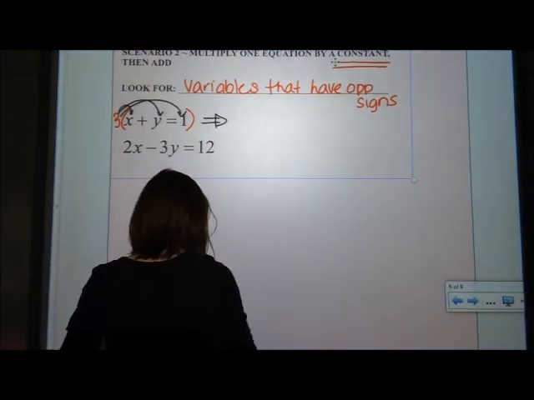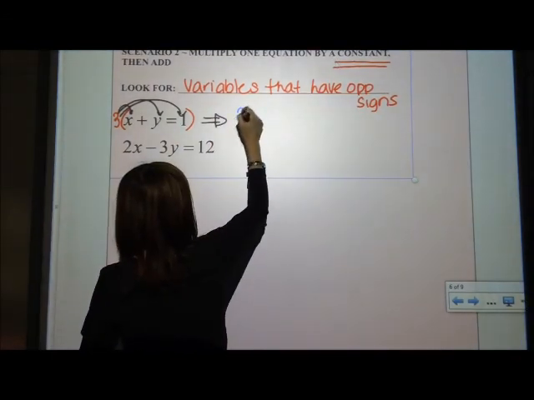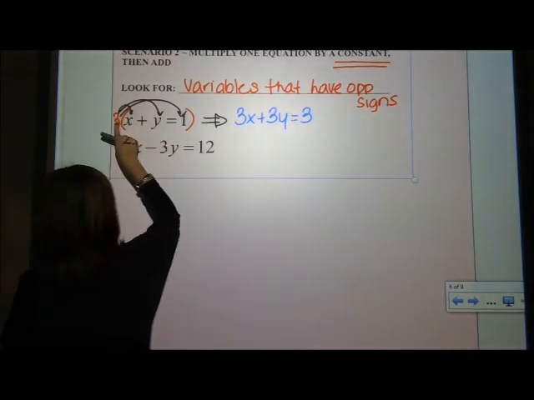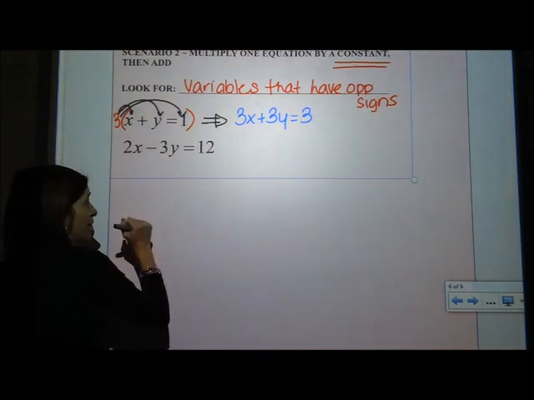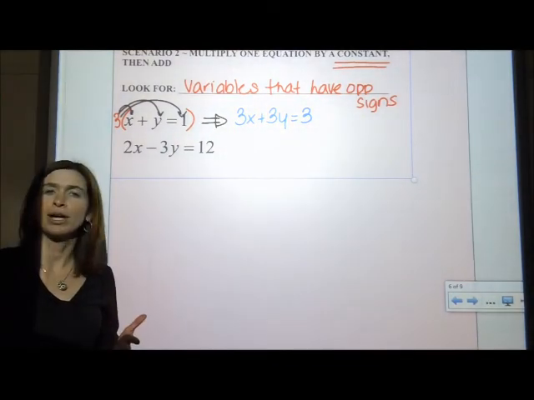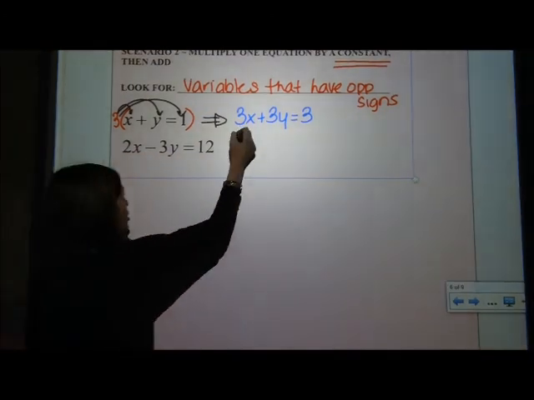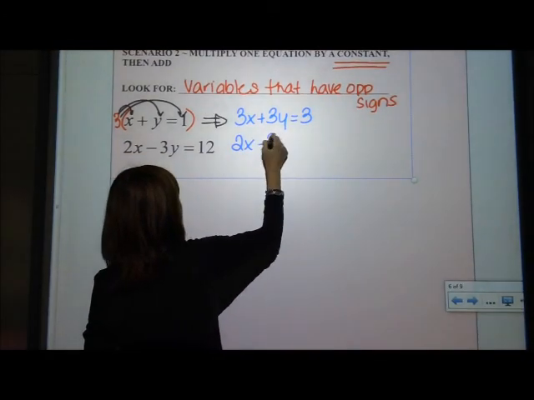So we have, switch colors, 3x plus 3y equals 3. You've got to make sure that that number gets multiplied to everything. It's just really making the equation bigger, not more simplified. Then we're going to take this equation and write it directly under it.